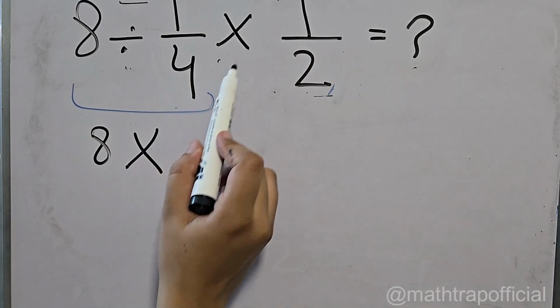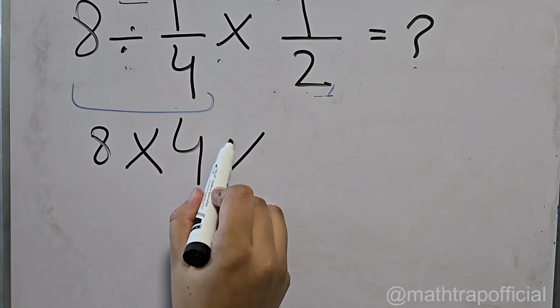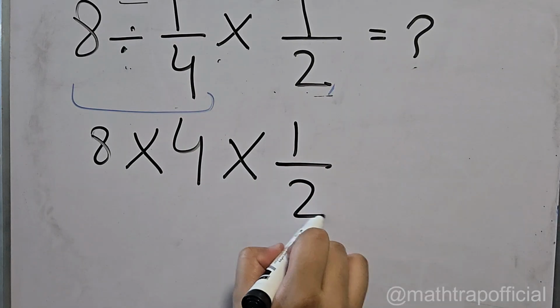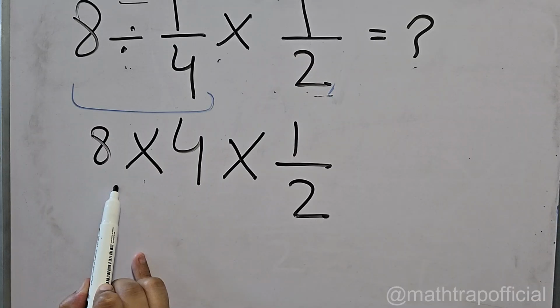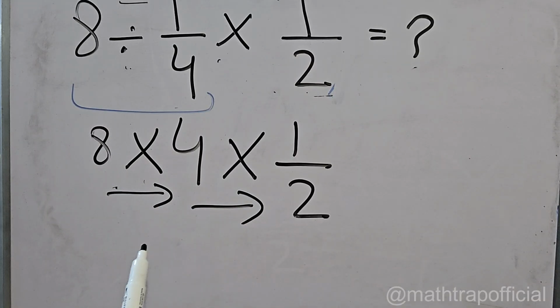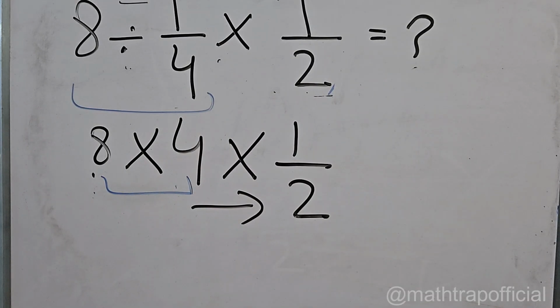From left to right, which is 8 divided by 1 by 4. So 8 divided by 1 by 4 becomes 8 multiplied by 4 multiplied by 1 by 2. So our equation only has the multiplication operator. So let's solve it from left to right, which is 8 multiplied by 4, which is 32, multiplied by 1 by 2.